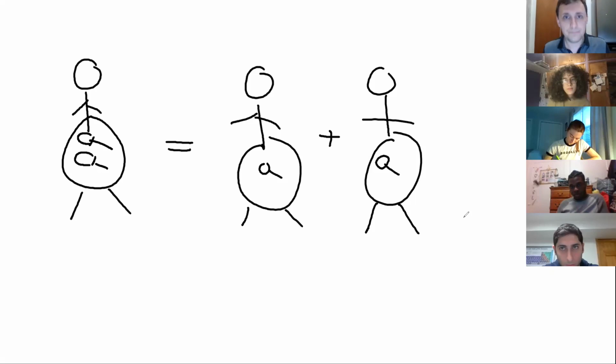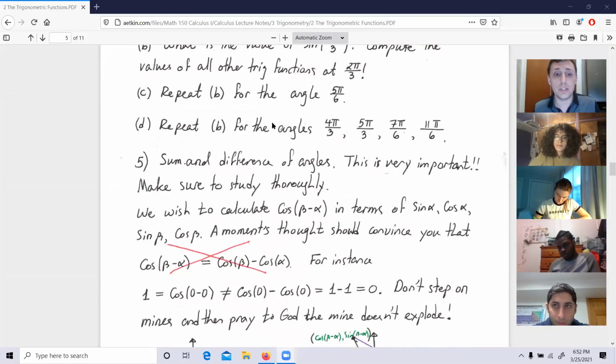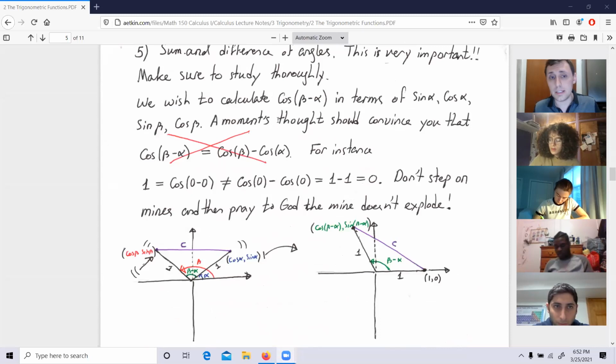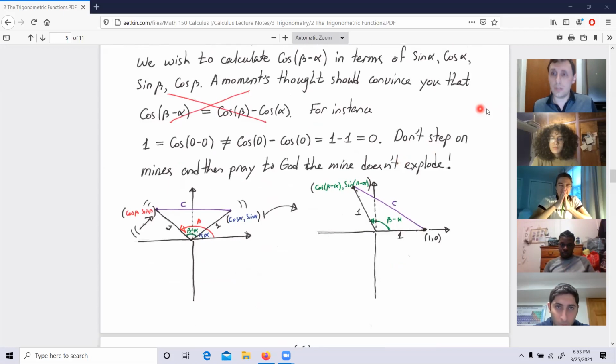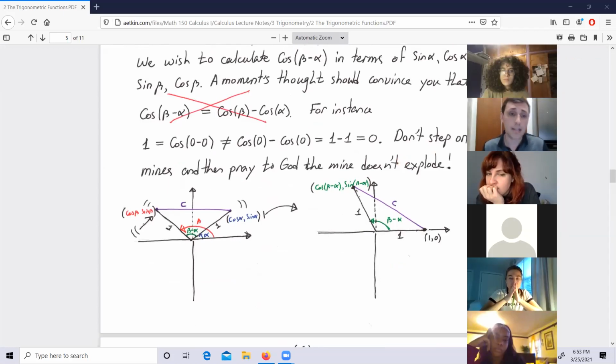Now we're going to try to understand what is the situation, guys. You can easily see that this distribution will not work, for instance, by selecting 0, selecting simple values. So 1 is equal to cosine of 0 minus 0. Yes? You agree? Because cosine of 0 is 1. But cosine of 0 minus cosine of 0 is 1 minus 1, which is 0. Good? So we are going to try to establish the sum of 2 angles, difference of 2 angles formula for sine and cosine.